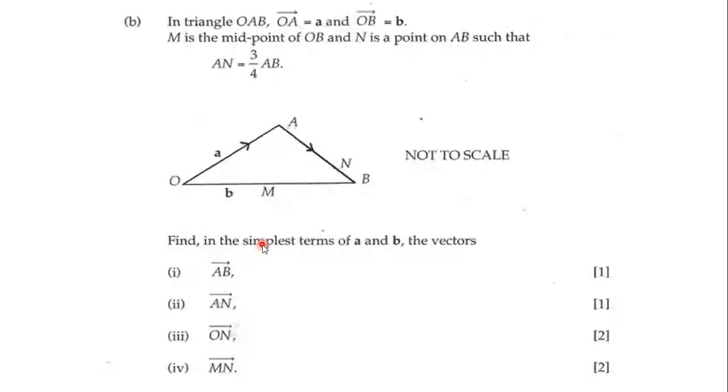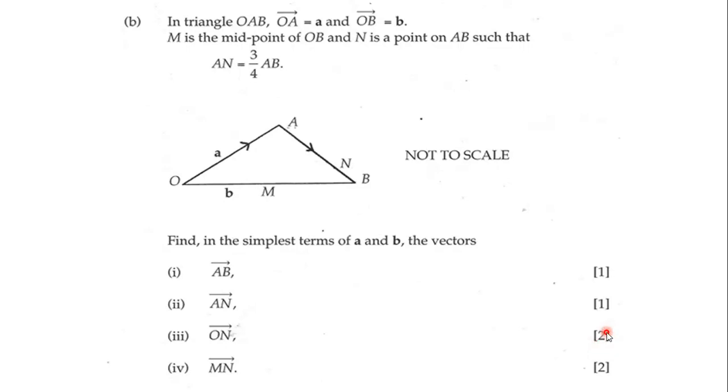Moving right along, let us consider B triple I. For B triple I, they want us to determine the vector ON in terms of a and b. You've already considered what AB is and what AN is. Now, what is the vector ON? Notice that the marks went up a bit.